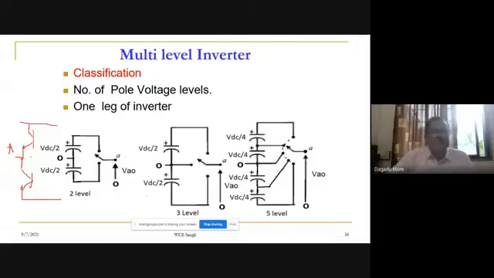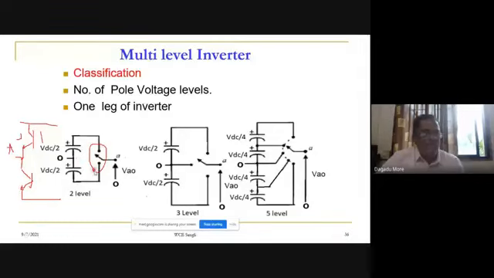Here the A point is connected to either the upper side or the lower side. This one leg has 2 devices, and 2 states are possible. Let us assume that device number 1, switch S1, is the upper one, and the lower one is switch S4. This O point is the center point of the DC link, and this is one leg of the inverter.